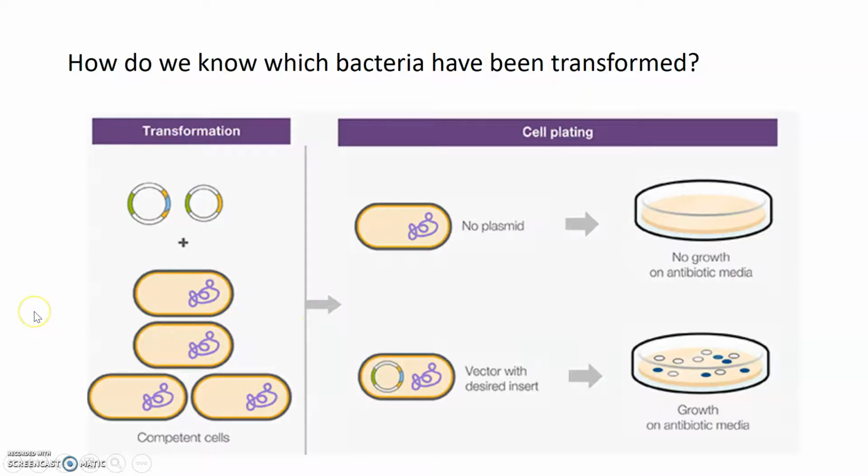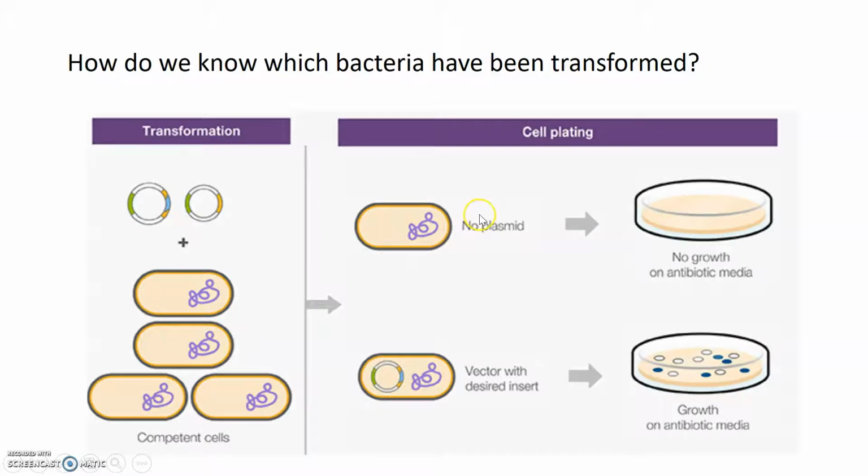And this process is not 100% efficient, right? So not every single cell in this pool is going to be transformed effectively. Some of them are going to end up with no plasmid, whereas some of them are going to end up with the plasmid that you're interested in, being transformed successfully.